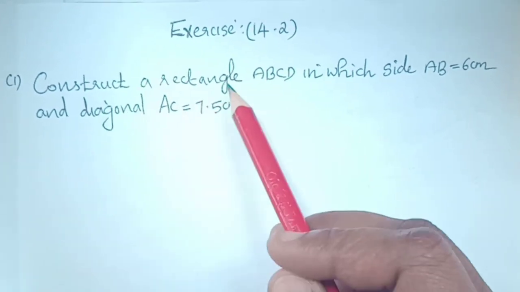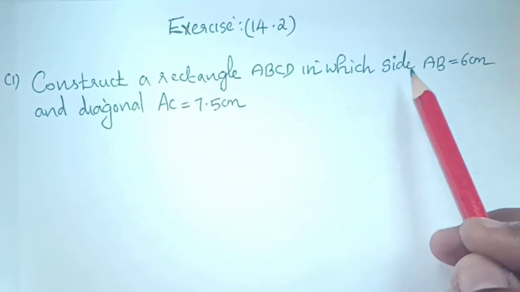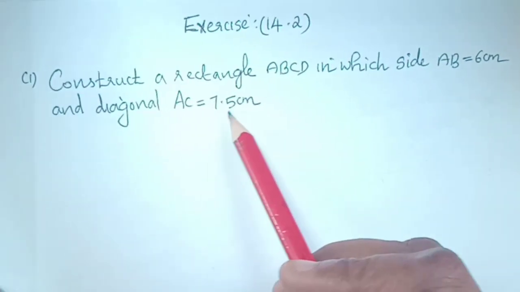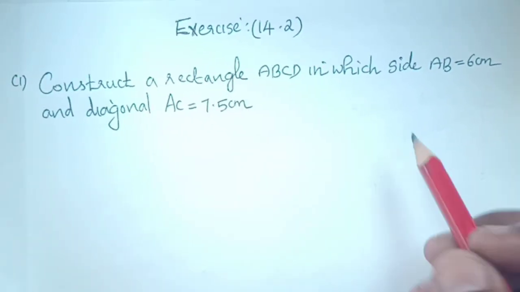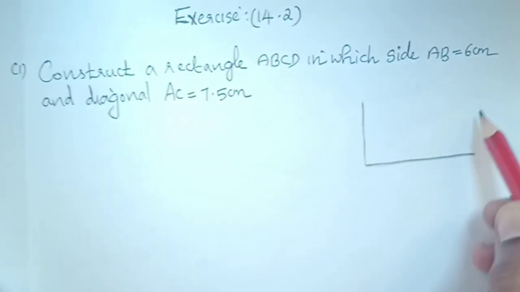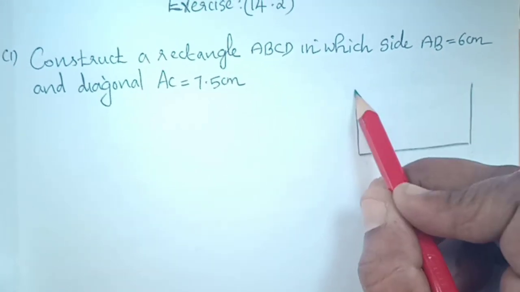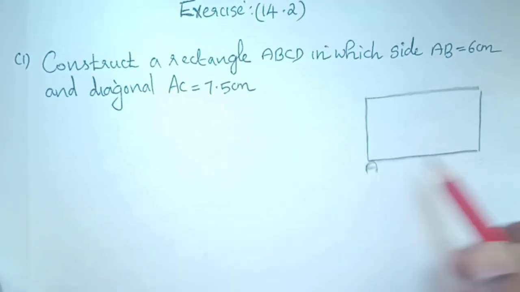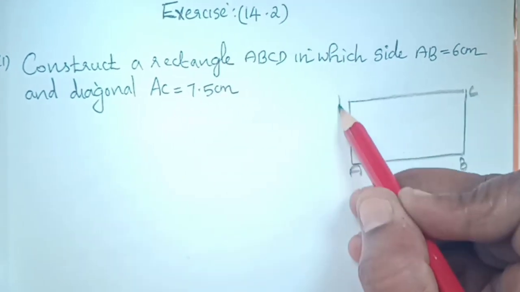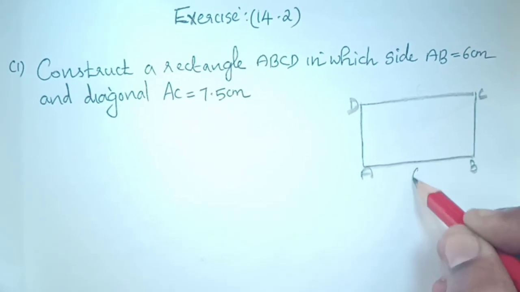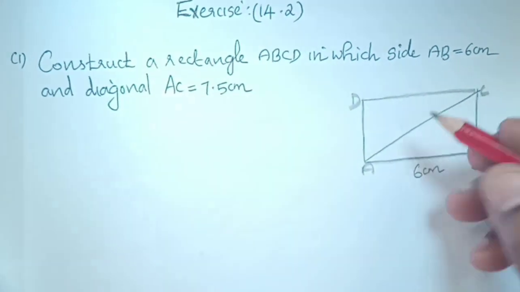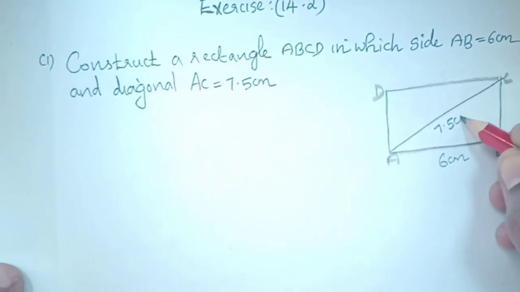Construct a rectangle ABCD in which side AB is equal to 6 cm and diagonal AC is equal to 7.5 cm. First, we will draw the rough figure. Rough figure: A, B, C, D. AB is equal to 6 cm and diagonal AC is equal to 7.5 cm.